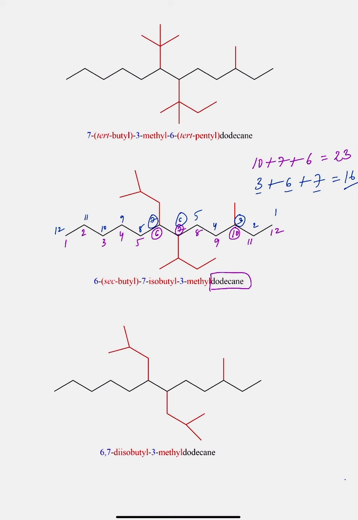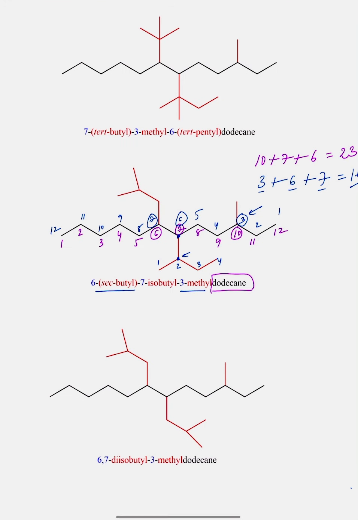So the name is what? On carbon number 3 we have methyl, so I write 3-methyl. And on carbon number 6, what do we have? 1, 2, 3, 4. There are 4 carbons, so it must be butyl, right? And the carbon on the substituent that is attached to the parent chain is a secondary carbon. That's why it's secondary butyl. So this is secondary butyl.